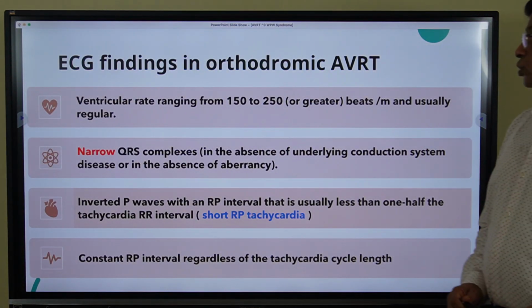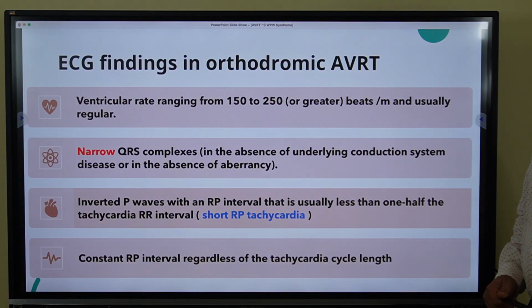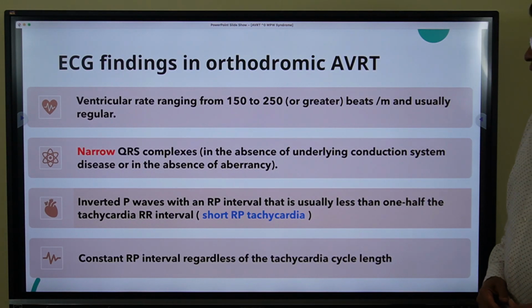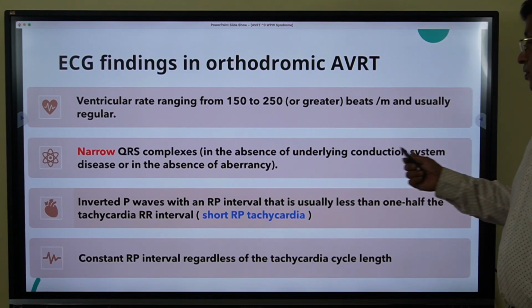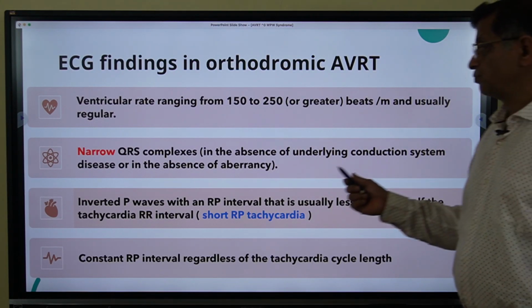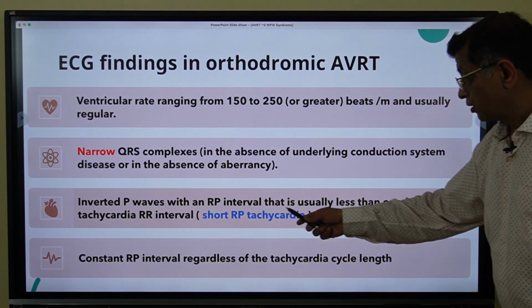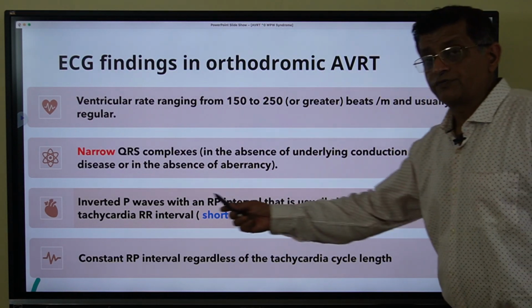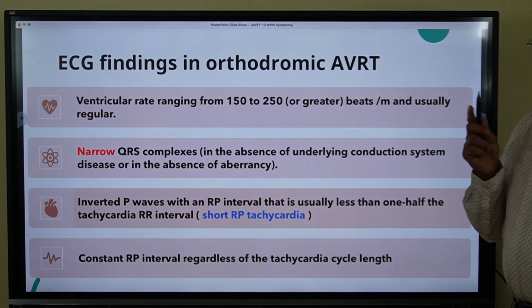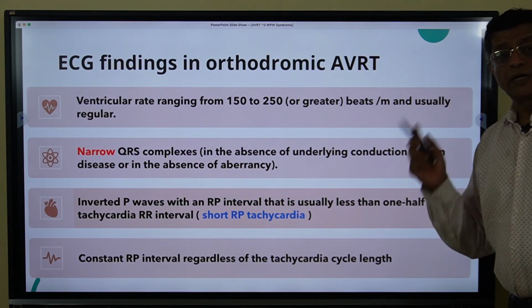ECG findings in orthodromic AVRT: ventricular rate ranging from 150 to 200 or greater, narrow QRS in the absence of underlying conduction system disease or aberrancy, inverted P waves with an RP interval that is usually less than half of the RR interval. So this is a short RP tachycardia.